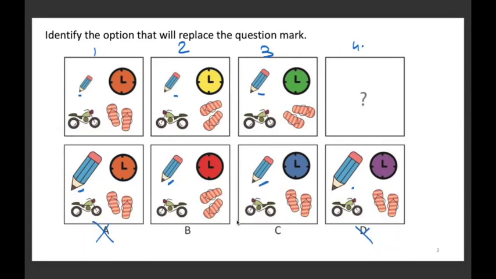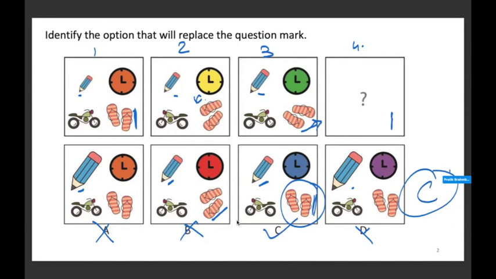Between B and C, the sandal's position is different. In the first case, it is vertical, then it is rotated anti-clockwise, and then further rotated anti-clockwise, which means in the 4th position it will again come back to vertical if it rotates anti-clockwise. So the C option is correct, B will be wrong. Hence, option C is the correct one. Okay, we'll move to the next one.